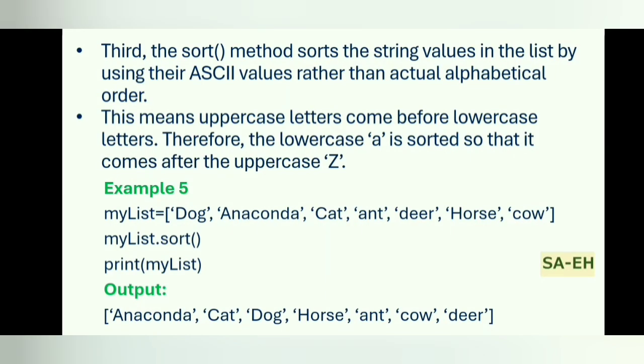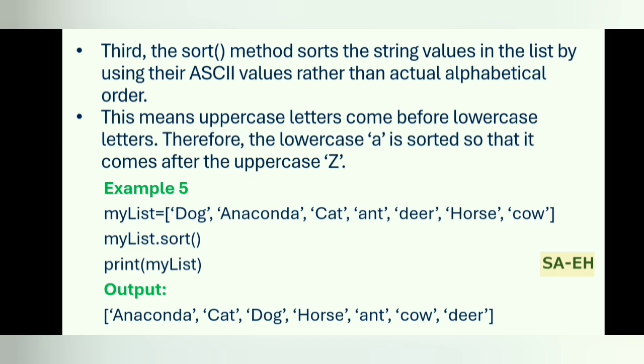Third, the sort method sorts the string values in the list by using their ASCII values rather than actual alphabetical order. This means uppercase letters come before lowercase letters. Therefore, the lowercase a is sorted so that it comes after the uppercase z.